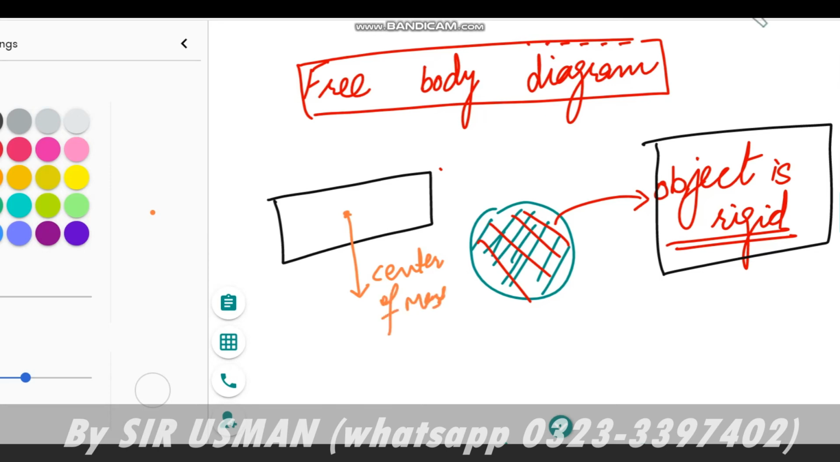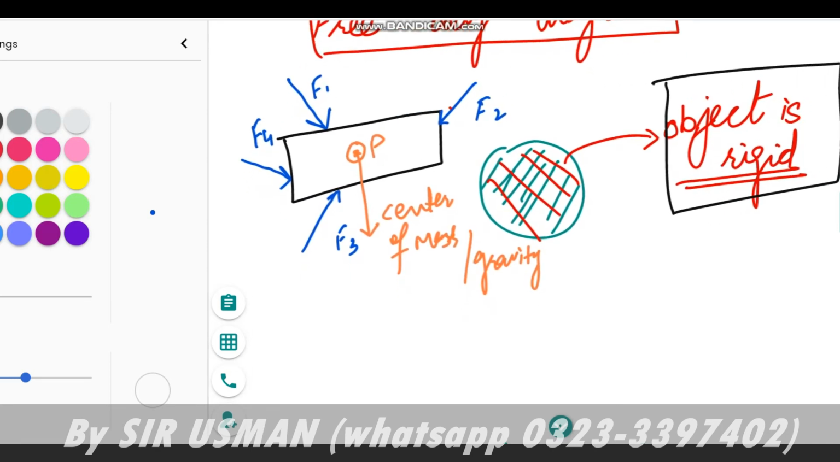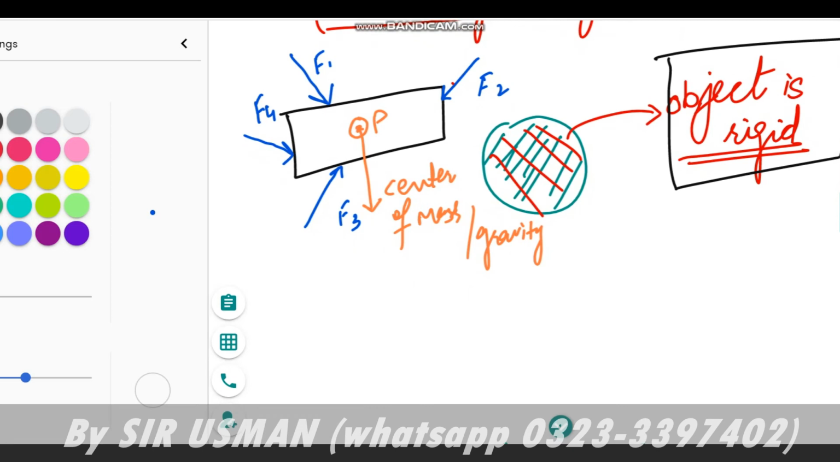In your physics course, center of mass and center of gravity are the same, but they can be different in different gravities. That is not in your course. So let's say this is your center of gravity or center of mass. All the weight acts on this point P. If we apply forces on this object in many directions, F1, F2, F3, F4, then if it is a rigid object, we can consider that all forces are acting on its center.